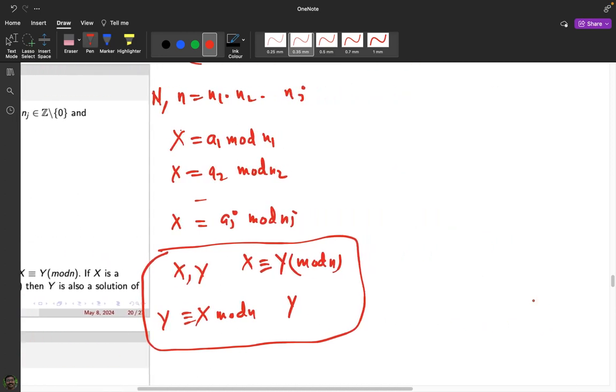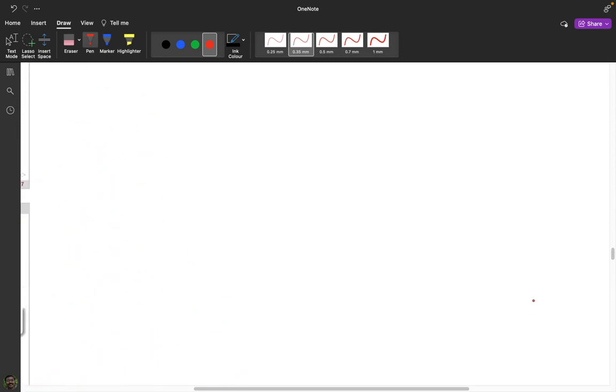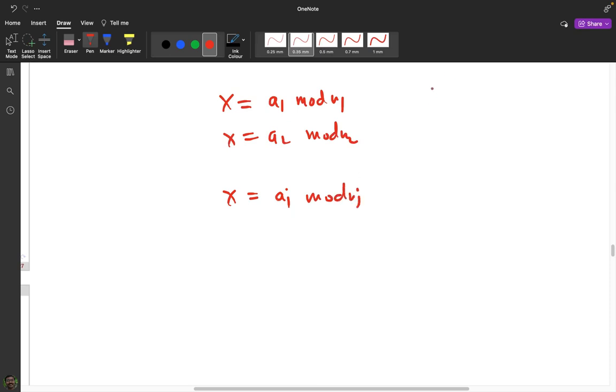Suppose x and y are two solutions. What do we mean by that? It means x satisfies all the congruences: x is congruent to a1 mod n1, x is congruent to a2 mod n2, and x is congruent to aj mod nj. Similarly, y also satisfies these: y is congruent to a1 mod n1, y is congruent to a2 mod n2, and y is congruent to aj mod nj. So what does this actually mean?